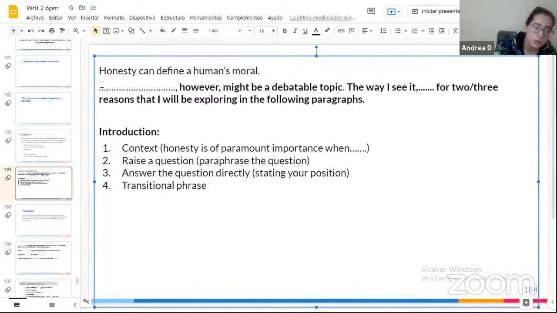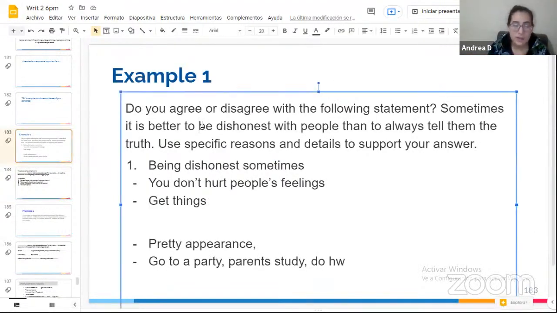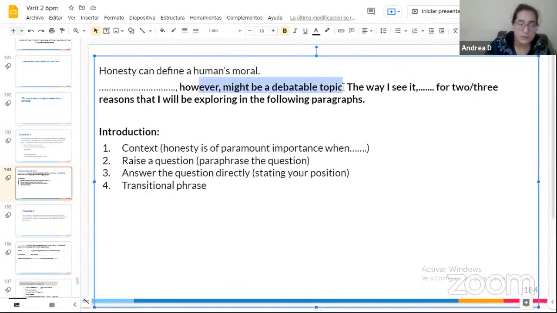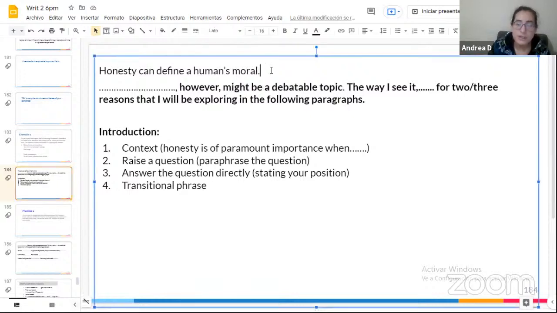Now, the next thing you can do is paraphrase the question that you have here. So you can always copy and paste. You can always say whether being dishonest with people sometimes is better than to always tell them the truth. However, it might be a debatable topic. So in that case, you're just copying and pasting, right? You're just saying it in the exact same words. But try not to do that, because remember that vocabulary is part of the rubric too. So try to change the words a bit or paraphrase.